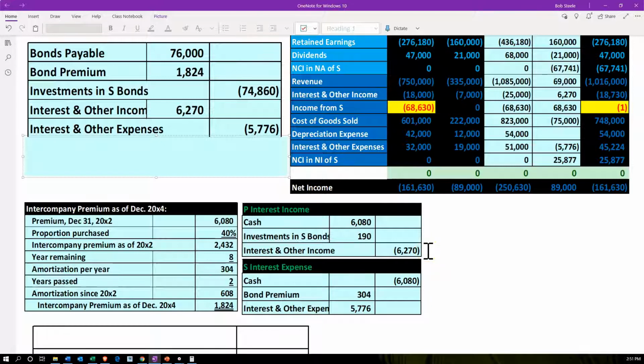And we got this 6,270, which was the interest that went on the books. Therefore, now we're going to take it off the books because this is the intercompany interest. And then we had the 5,776, which is the interest expense that went on the books as a debit. We're going to take it then off the books with a credit. So those are going to be those two items.